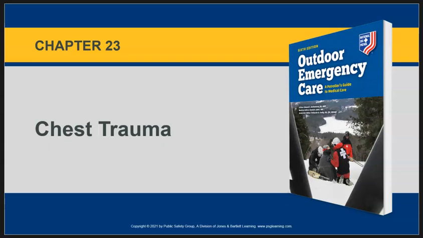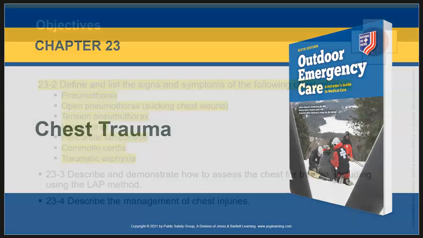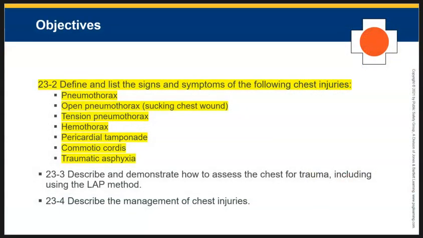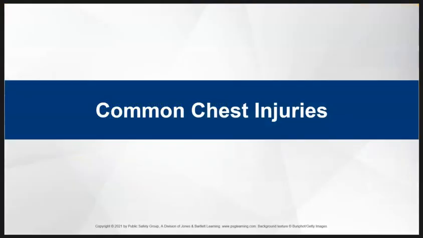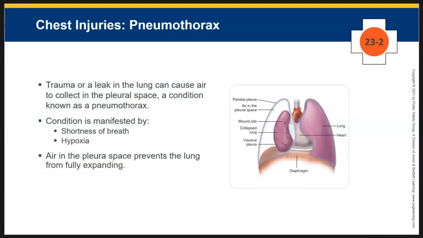This video continues Chapter 23 of OEC6, looking at chest trauma, and we continue with chest injuries, specifically some very critical traumatic injuries, including pneumothoraxes, hemothoraxes, pericardial tamponade, and stoppage of the heart due to commotio cordis. So these common chest injuries can take the form of several cases.